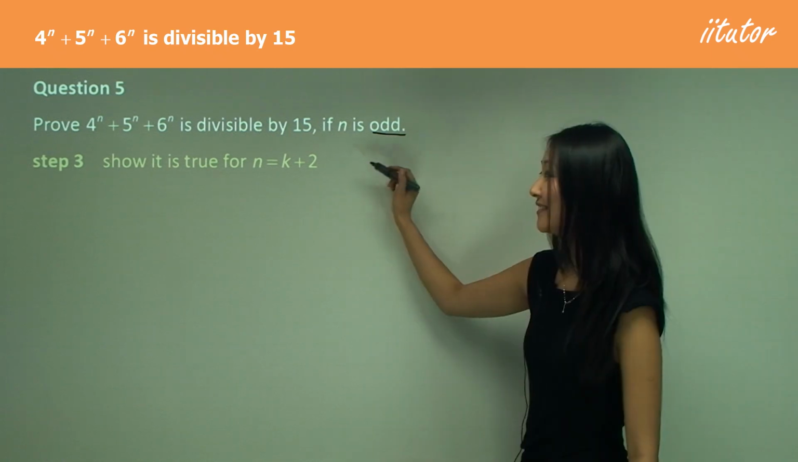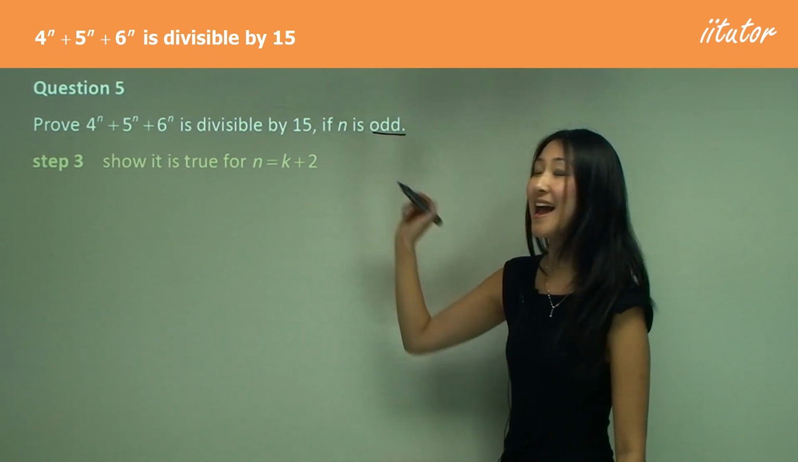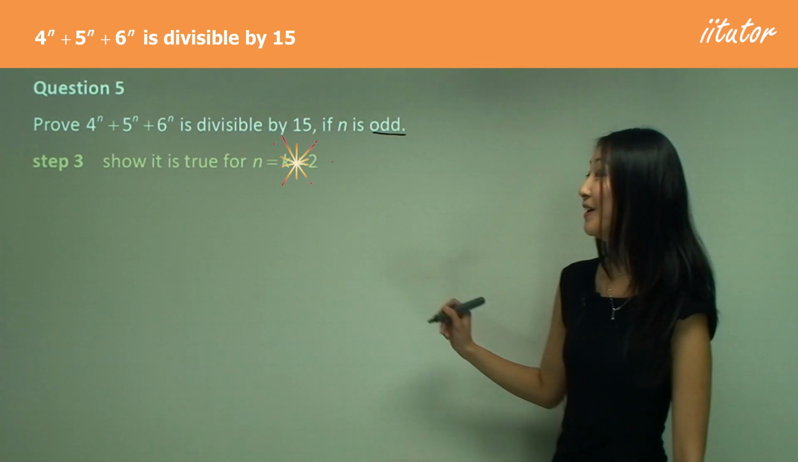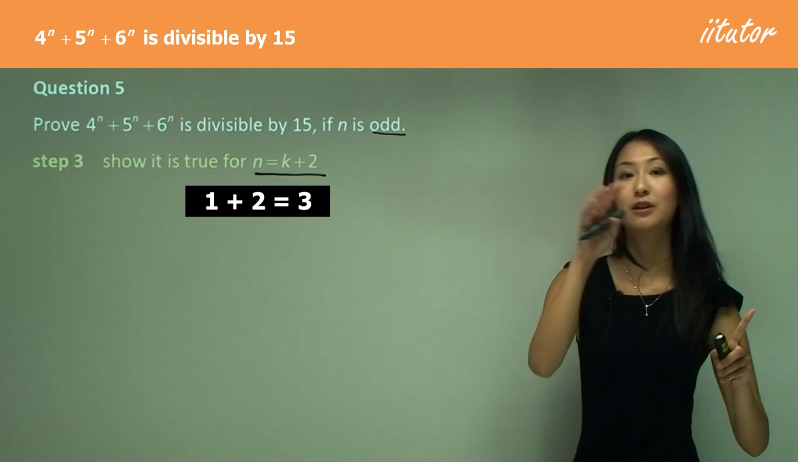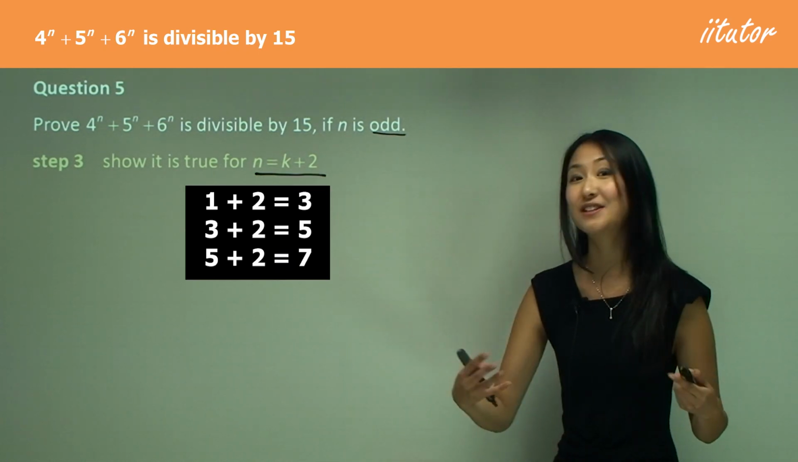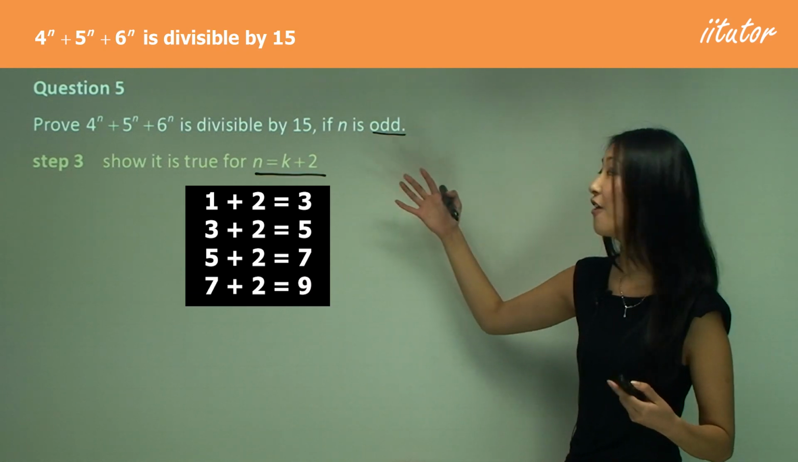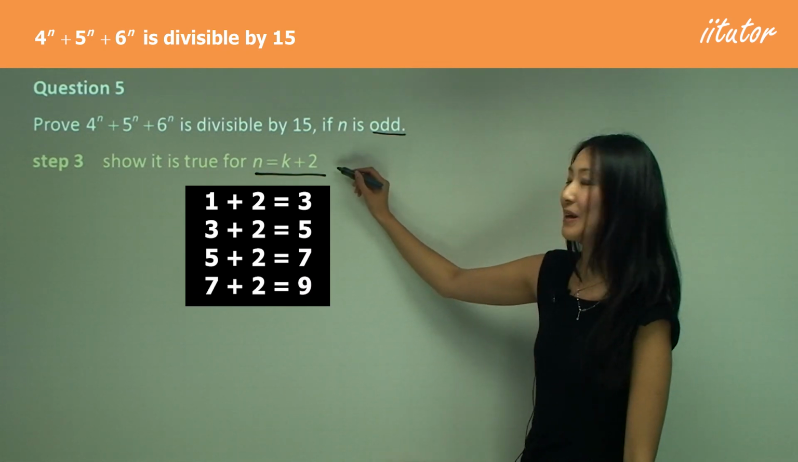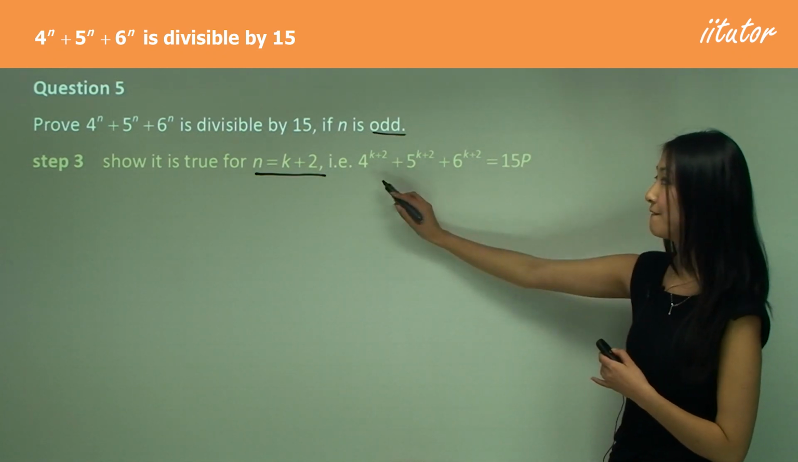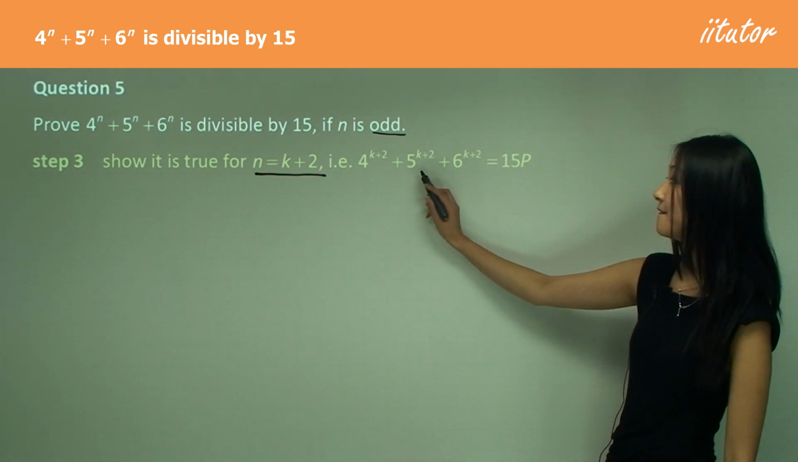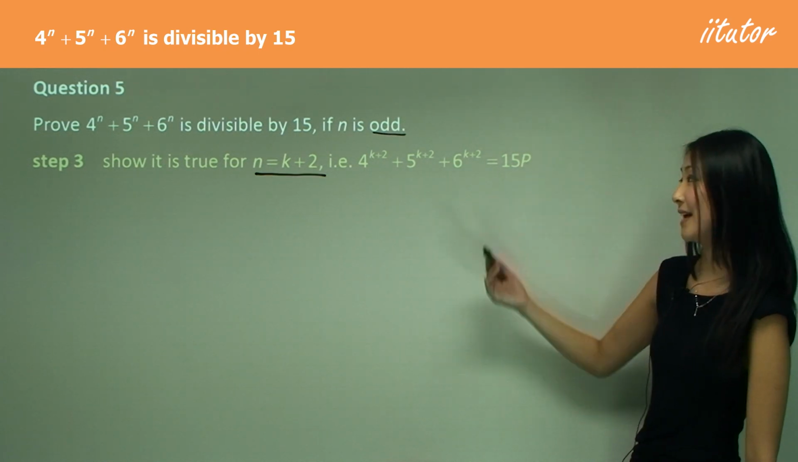Step 3, let's show this is true for n equals to k plus 2. Make sure that this is odd. I have to go, well, start off with 1 plus 2 to be 3 plus 2 to be 5. That's the only way I can ensure it's odd. So that's why I have n equals to k plus 2. By substituting in k plus 2, I have 4 to the power of k plus 2, 5 to the power of k plus 2, 6 to the power of k plus 2.